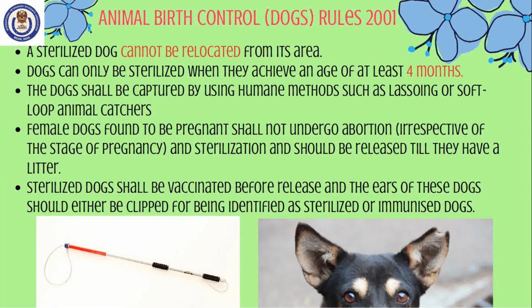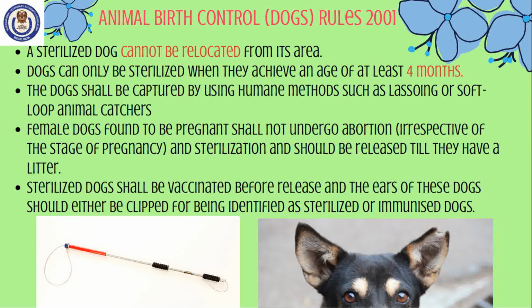The next is the Animal Birth Control (Dogs) Rules, 2001. And personally, I feel this one is something that everybody should know, because there is a lot of illegal stuff that happens when dogs are being taken for the animal birth control program. Basically this rule makes sure that doesn't happen. Like, a sterilized dog cannot be relocated from its area. When they are taken for sterilization, they have to be released back into the same area where they were taken from. And this doesn't happen in many cases.